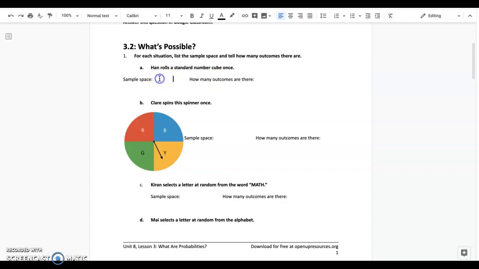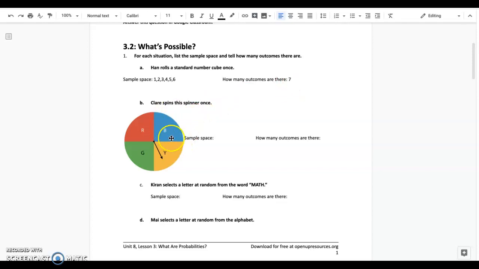Well, if I think of a cube, I know that it has 6 sides to it. So my sample space is the possibilities that cube could be. So I'm typing in here 1, 2, 3, 4, 5, and 6. That's my sample space. How many total outcomes are there? Well, 6. There are 6 possible outcomes that I could use.